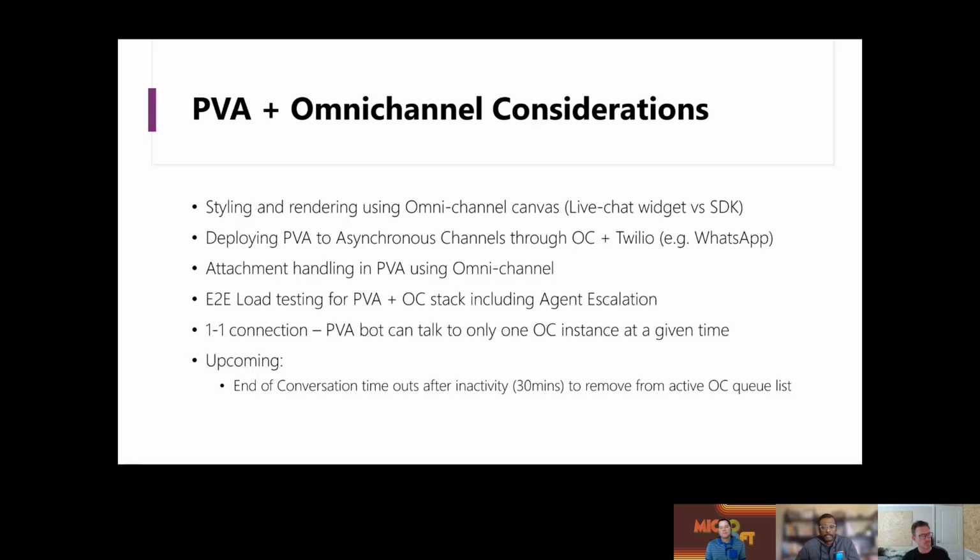There are a few upcoming features which we have planned for omnichannel and PVA integration. One thing coming up very recently is the capability of end of conversation timeouts after inactivity. This is a good feature because today, when a conversation is abandoned in PVA, after 30 minutes it becomes inactive, but it does still get queued as an active conversation in omnichannel. With this new feature, after 30 minutes of inactivity, it will be automatically removed from the active queue list of omnichannel, so that omnichannel agents will not be confused by abandoned conversations. So those are the things I want to cover for omnichannel.